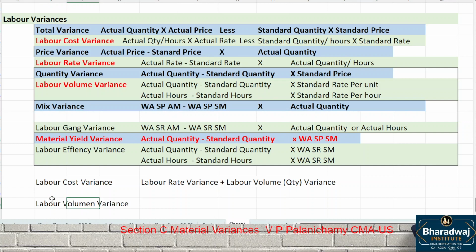Why does the production volume change? Because you don't have a proper mix of labor. Production either may be delayed or it may be speeded up. So it's because of labor gang variance, nothing but mix. Plus labor efficiency variance. Workers' efficiency, performance rating: we expected 70%. Actual performance is only 60%. When the efficiency changes, the volume also will change. So efficiency in material is called yield variance.